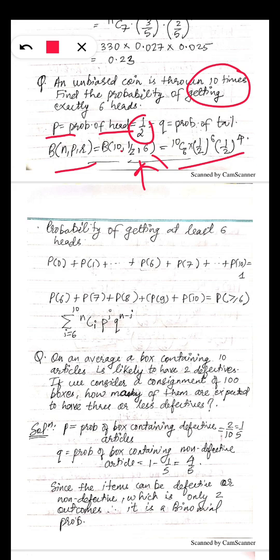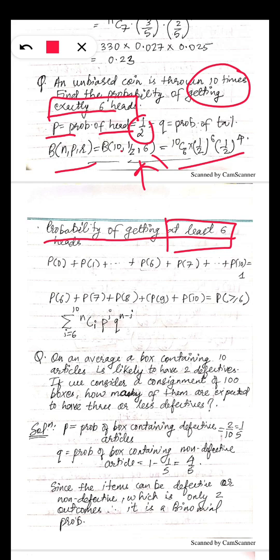So I am elaborating this question. What is the probability of getting at least 6 heads? In the previous example, we were finding exactly 6 heads. In this case, we have at least. So at least means it's okay if I get 6 heads or 7 heads or 8 heads, not less than 6.